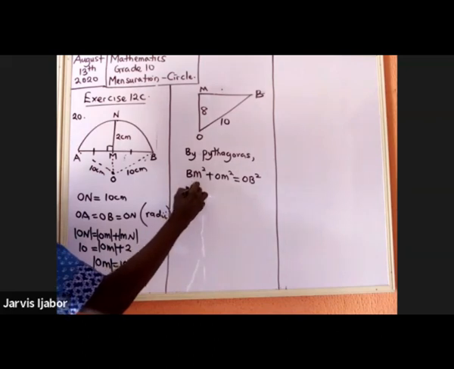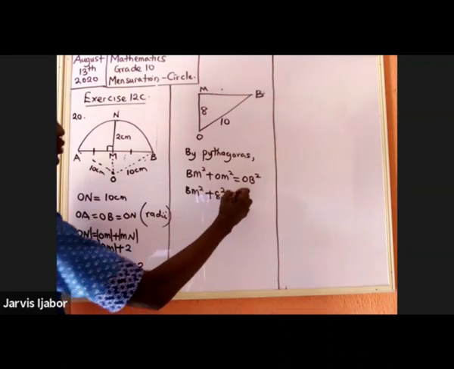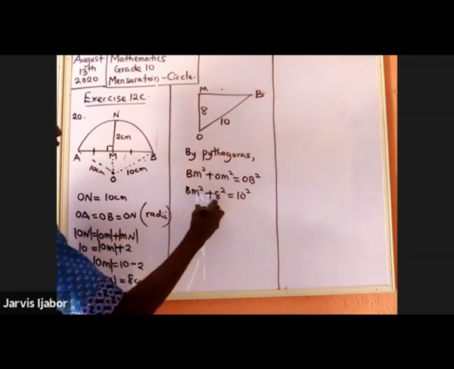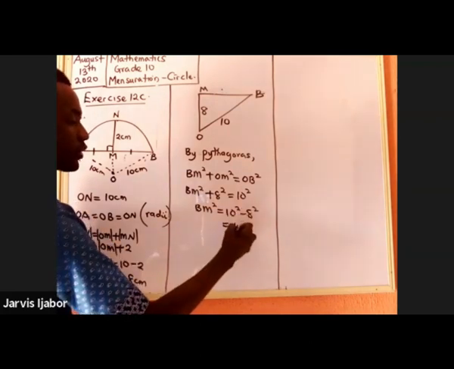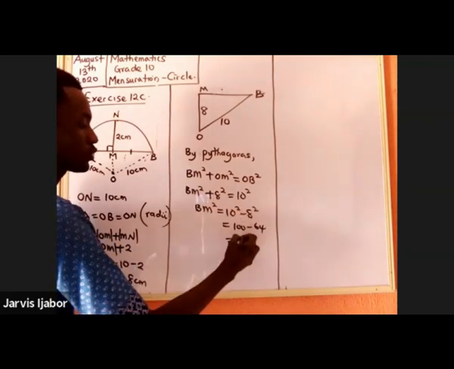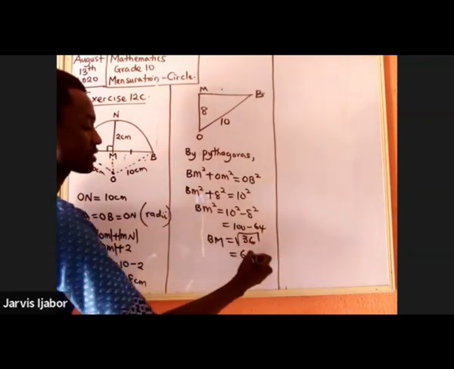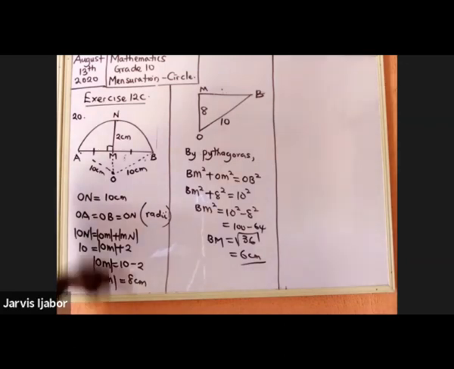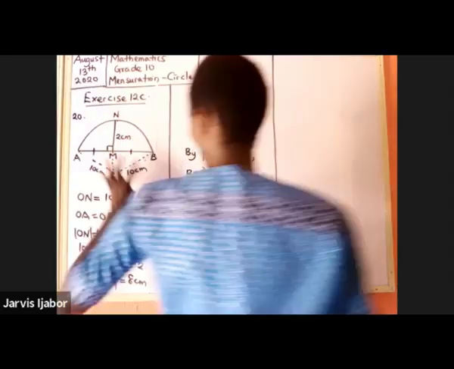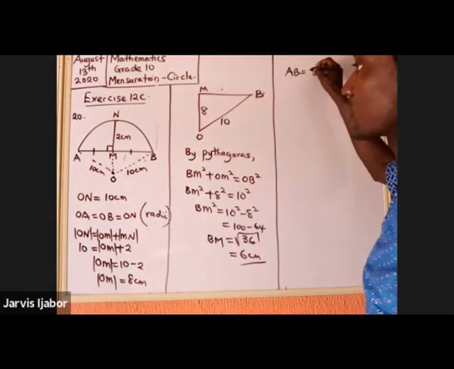So what does that give you? It means that BM squared, which is what we're looking for, plus 8 squared will be equal to 10 squared. So BM squared will be equal to 10 squared minus 8 squared. What does that give you? This will give you 100 minus 64, which will give me 36. And BM will essentially be the square root of that, and that is 6 cm.